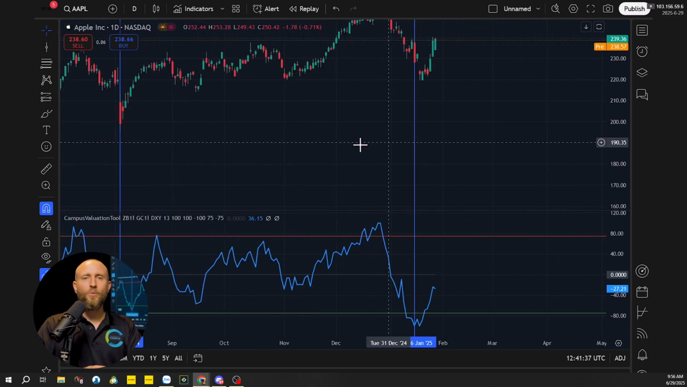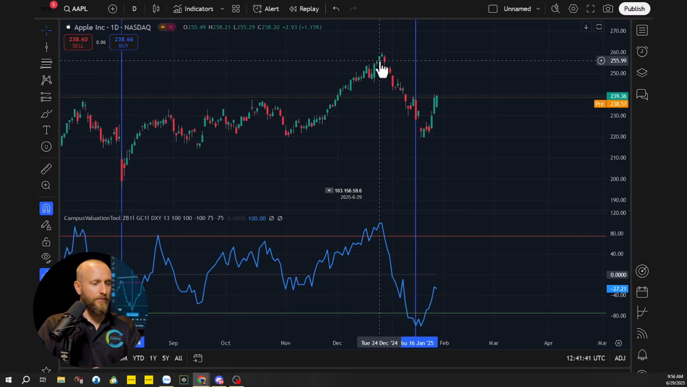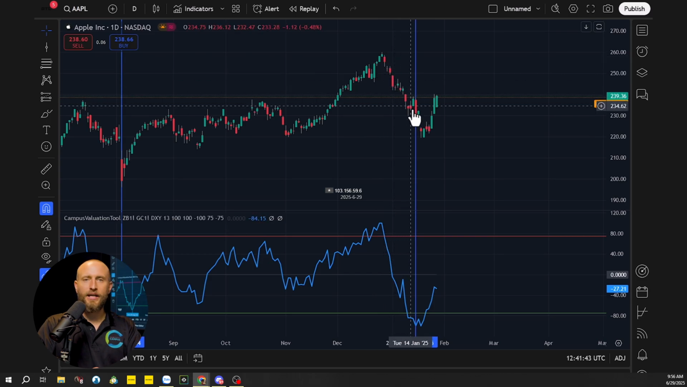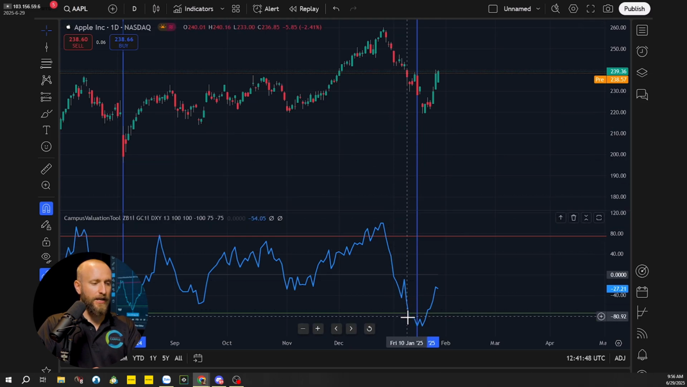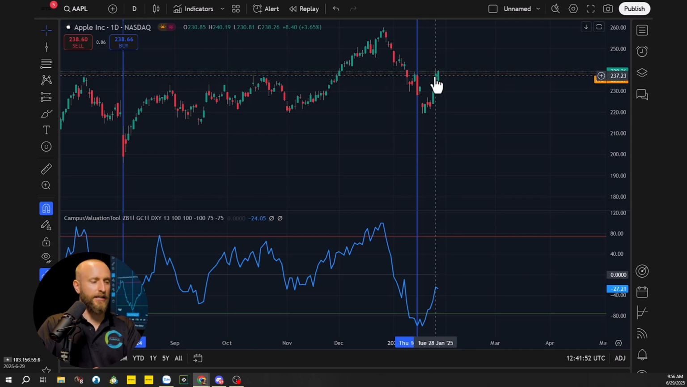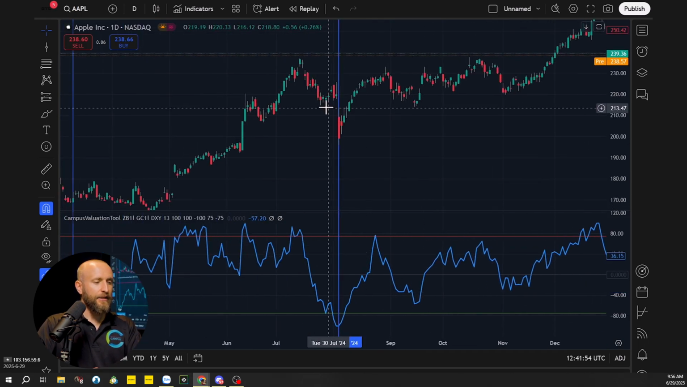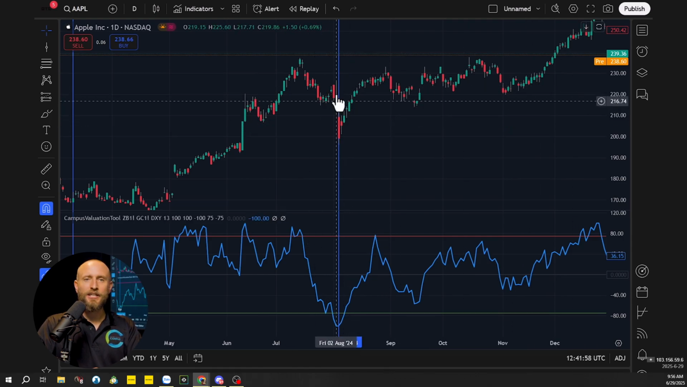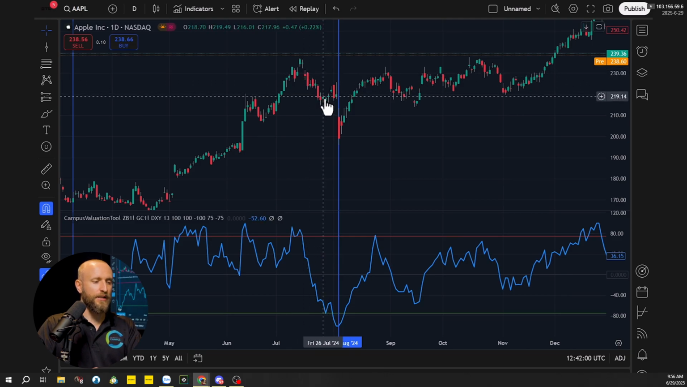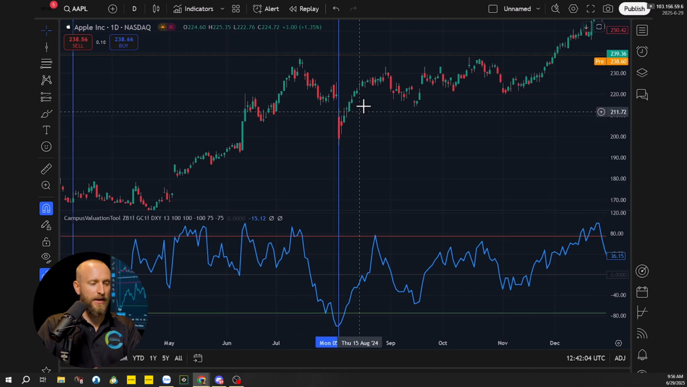Now, let's see what happened to price when we were undervalued. So you can see Apple here was in a pretty strong downtrend actually, and it sold off quite substantially. But as soon as we became undervalued, prices started to form a bottom, then eventually started to rally. The same thing happened here back in August. The price actually gapped down, so the price pressure towards the downwards move was pretty strong. But we became undervalued, and then we got this massive rally out of it.